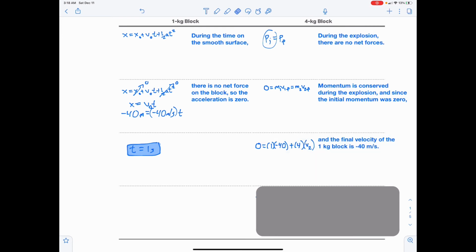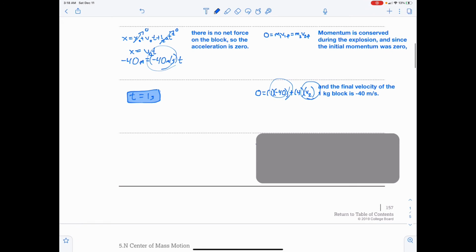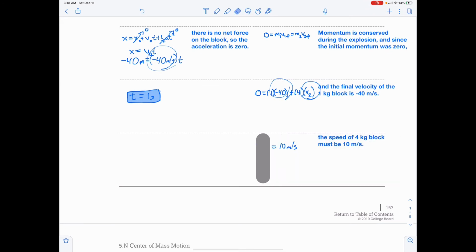And the final velocity of the 1 kilogram block was negative 40, if you remember. That was this right here. And we're needing to use conservation of momentum in the explosion here to find V2, the velocity of the 4 kilogram block. So solving for V2, we would add the negative 40 over to this side and then divide by 4, and you can see that the velocity of the 4 kilogram block must be 10 meters per second.